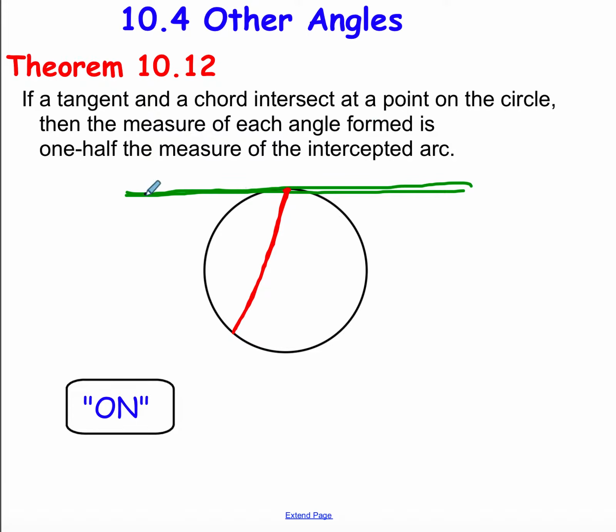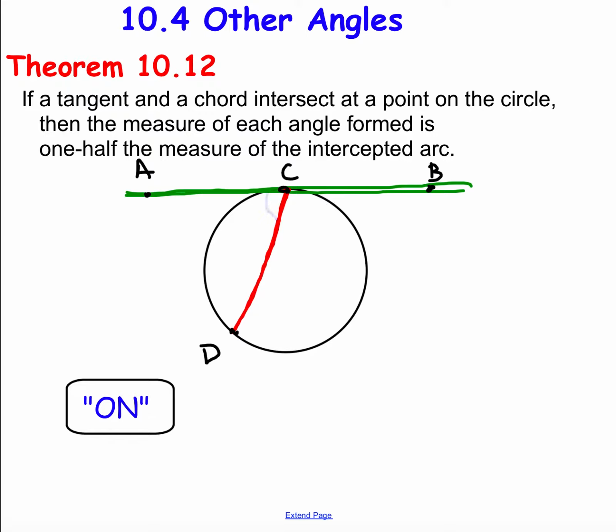So let's label some points. We're going to label this one as A, this will be B, this will be C, and this will be D. So AB is the tangent, CD is the chord. We have angle ACD, and that's right here. We have angle BCD, and that's right here.